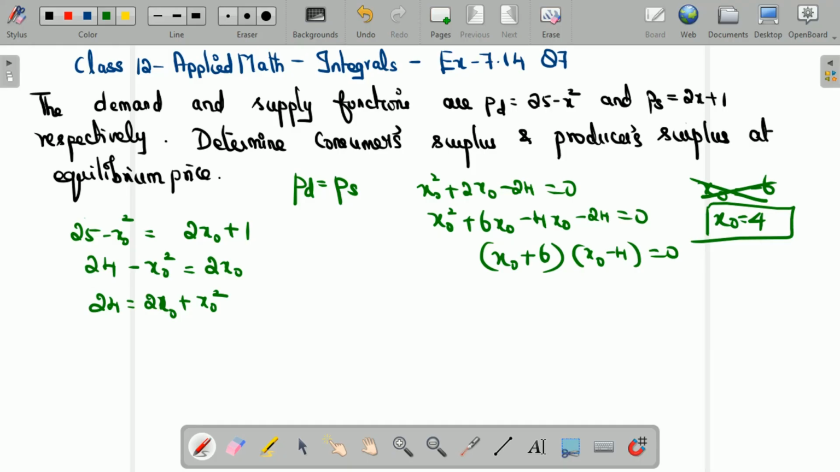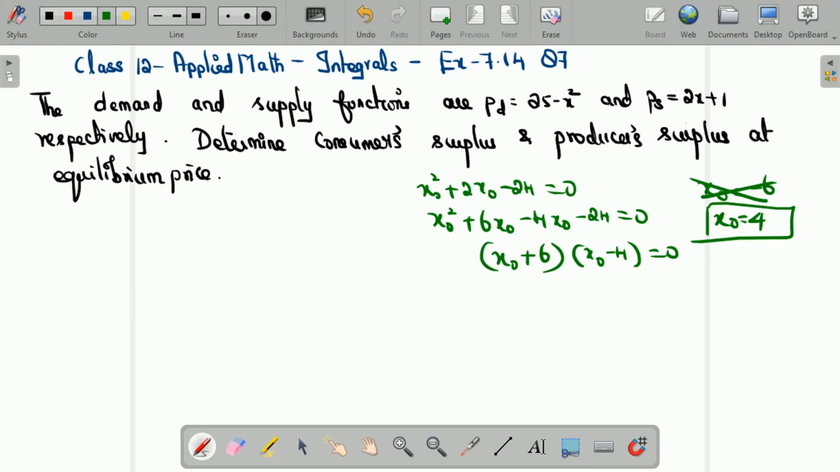Now that we found the value of x₀, let's compute the producer's and consumer surplus. In order to compute the producer or the consumer surplus, we also need to calculate P₀. So P₀ is nothing but 25 - x₀², so this is 25 - 4², which is 25 - 16, and that is 9.